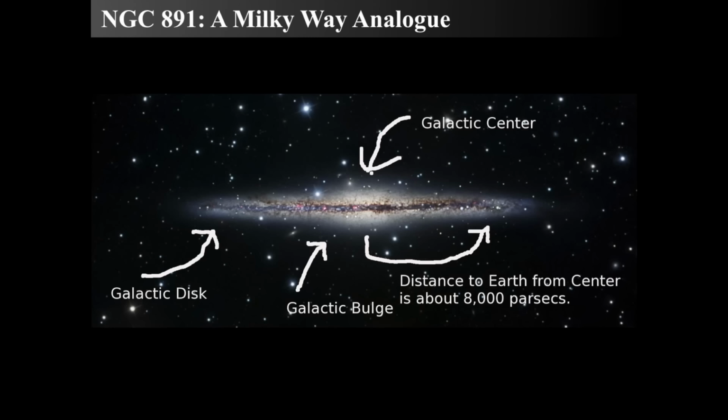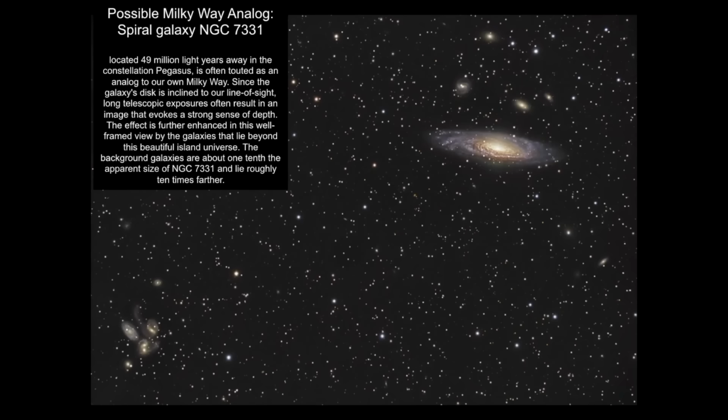And the disk is composed of dust and gas, and we see the pink glow of hydrogen, as well as the dusty material that blocks the light that looks like dark areas, as well as some bright blue spots where young stars are forming. So we can look at another Milky Way analog, which is NGC 7331, which is about 50 million light years away in the constellation Pegasus, and it is a very, very distant galaxy. And the little galaxies behind it are even further, about 10 times farther away than this.